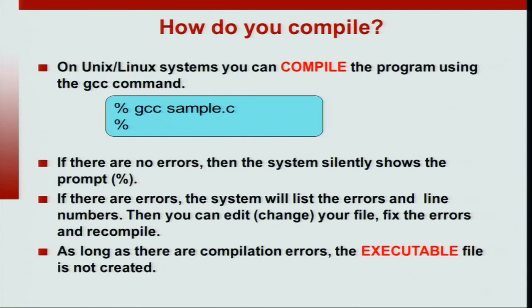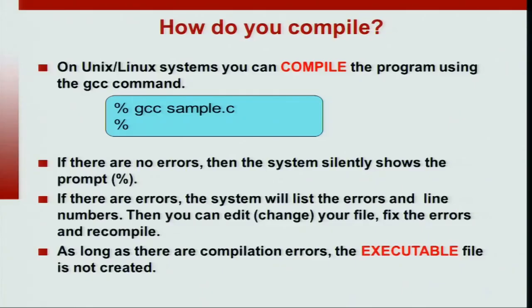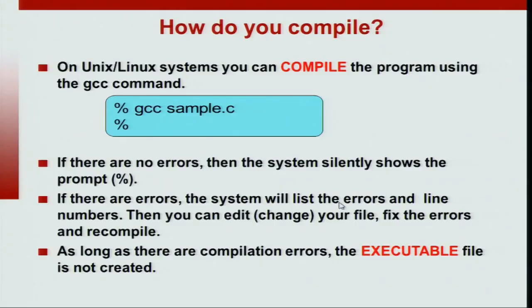How do you compile? Okay, we have just seen why we bother with compilation, and on Unix or Linux systems you can compile the program using the GCC compiler. So GCC stands for GNU C Compiler. So for example, if you have edited and saved your file as sample.c, you can just type on the command prompt on the terminal gcc sample.c. If your code does not have any errors, then the system will silently say that okay, the compilation is done, and it will show you the prompt.